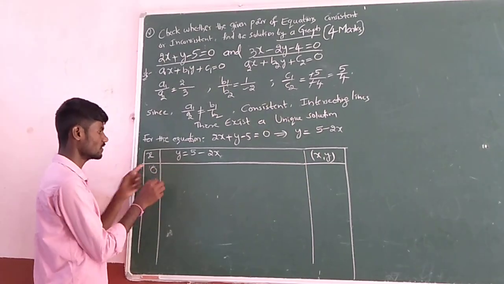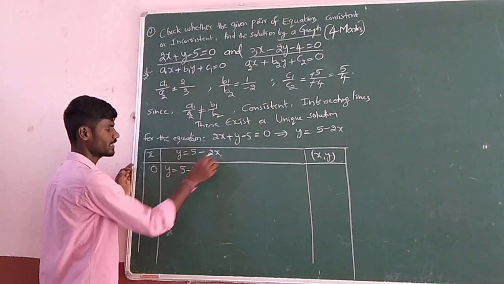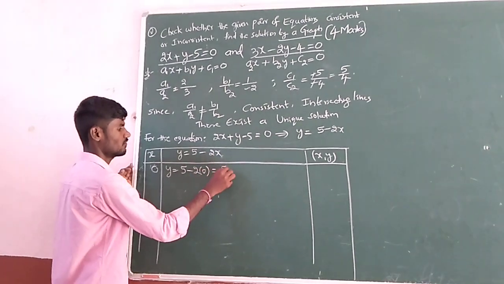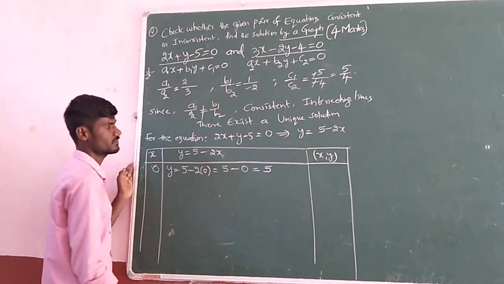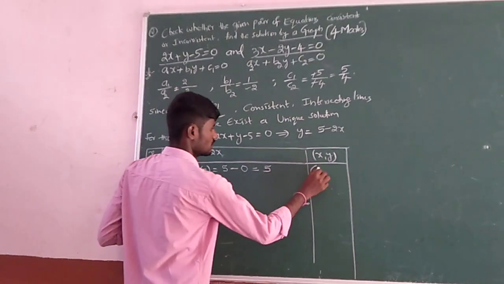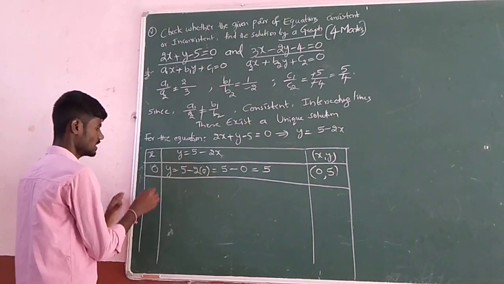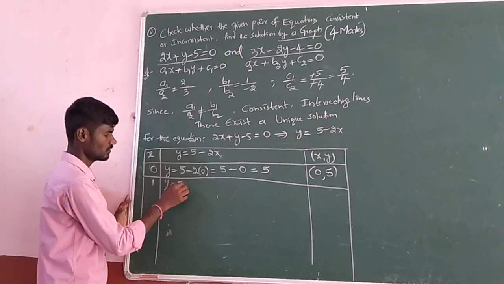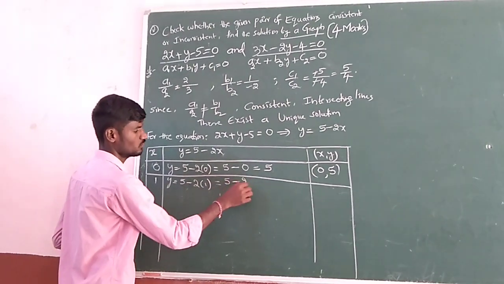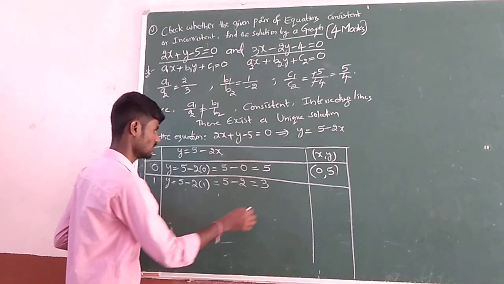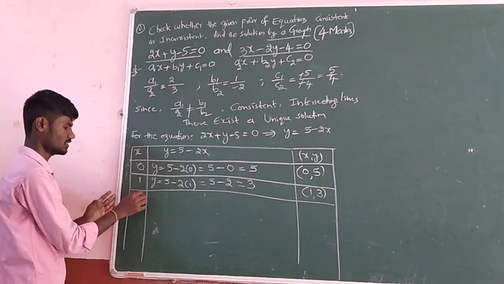Suppose I take x equal to 0, what will we get? y equals 5 minus 2 times 0. 5 minus 0 is 5. Then the point is x 0, comma y 5. Next point, let us take 1. y equals 5 minus 2 into 1. 2 ones are 2, 5 minus 2 is 3. Then we get 1 comma 3.